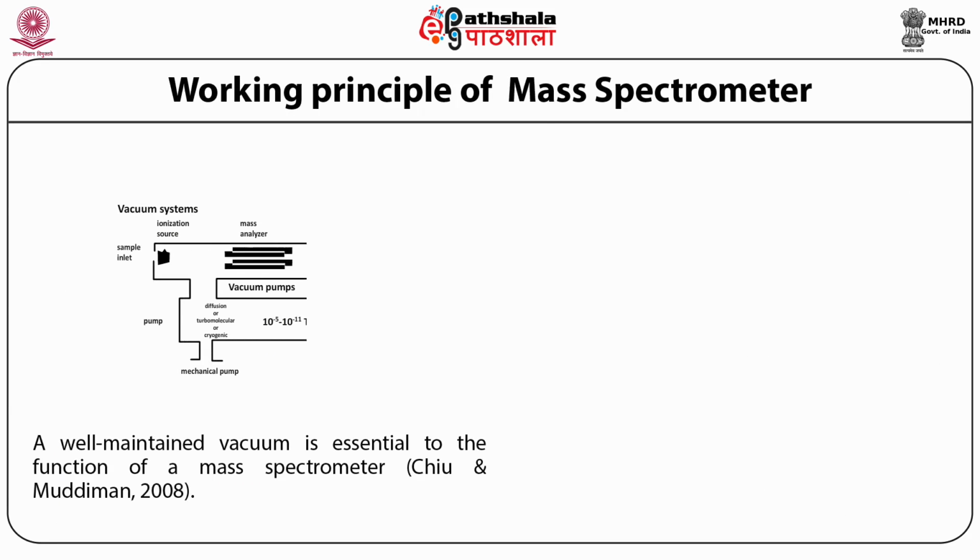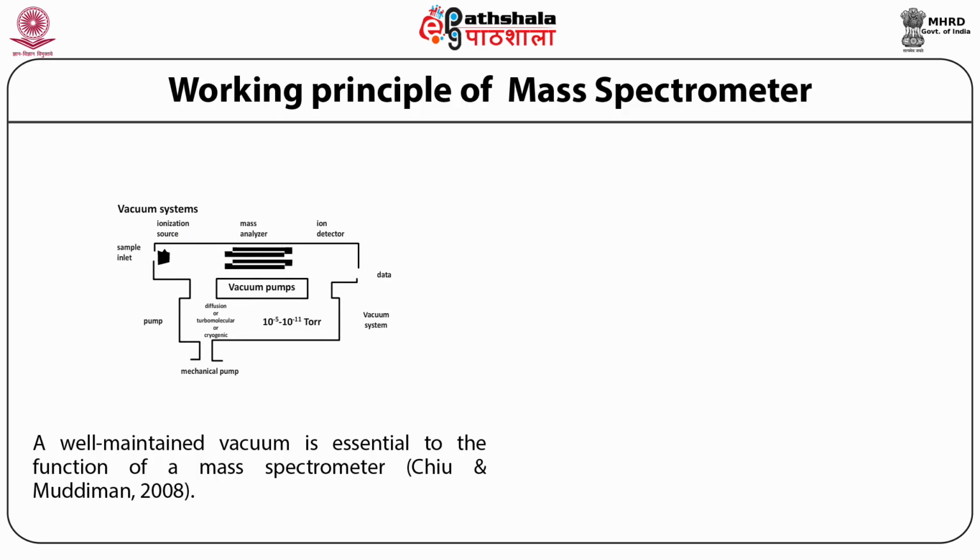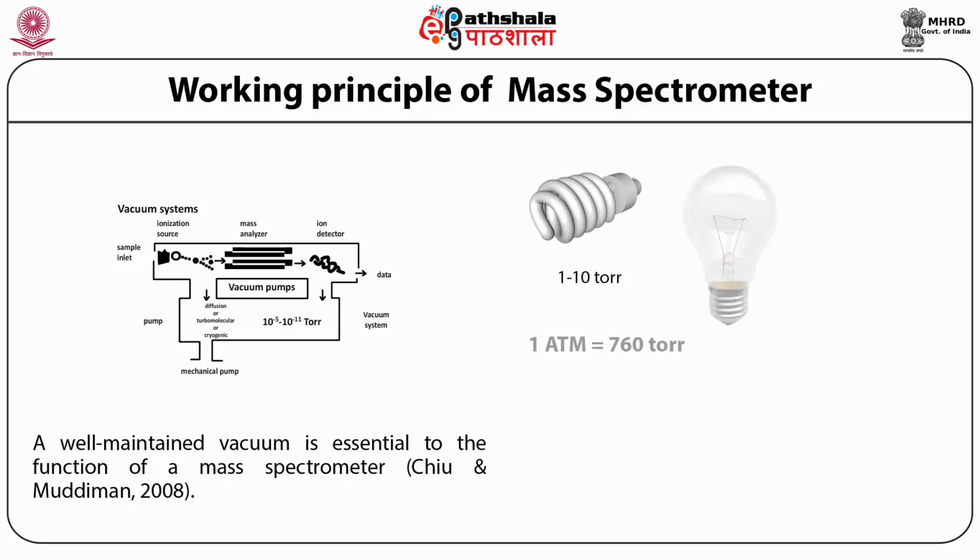Now let us come inside the mass spectrometer, the working principle of the mass spectrometer. The mass spectrometer is kept under a very high vacuum. How much is the vacuum? Look at the fluorescent bulb, what you call a tube light, in which classically about 1 to 10 torr vacuum is used to reach the complete process of ionization of mercury to give the fluorescence in the fluorescent bulbs.